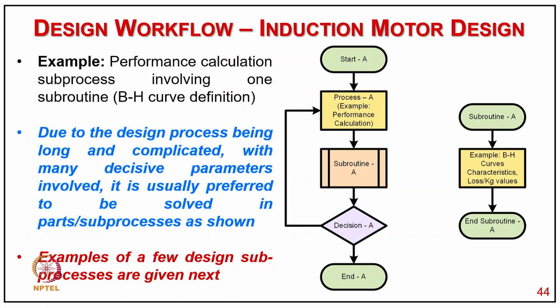And as a second subroutine, as part of it, subroutine A. What is subroutine A? The example is BH curve characteristic calculation with the loss per kg values, which we already did in the example, and we then end the subroutine to go back into the main process.